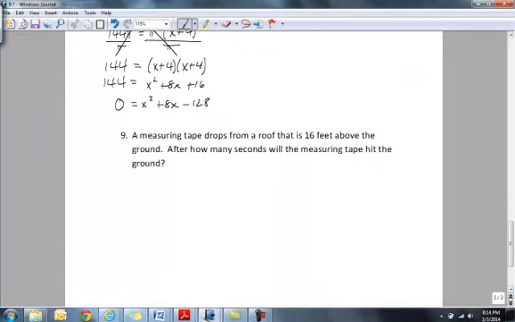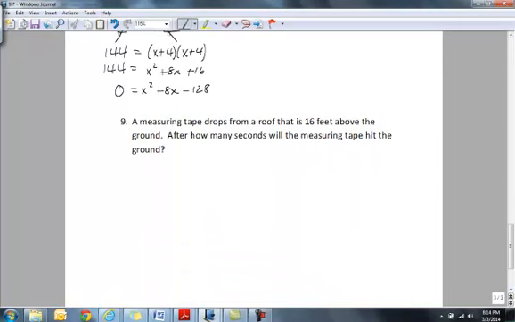All right, last one. Measuring tape drops from a roof that is 16 feet above the ground. After how many seconds will the measuring tape hit the ground? So this is one of those cases where we're going to use h is equal to negative 16t squared plus vt plus s, the vertical motion model. Typically, remember, we substitute in for v and s.